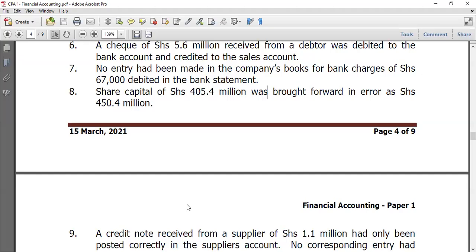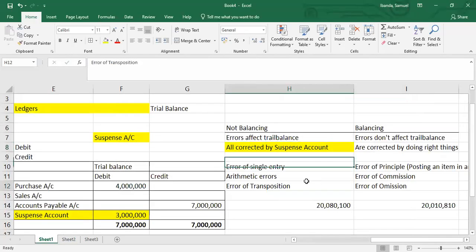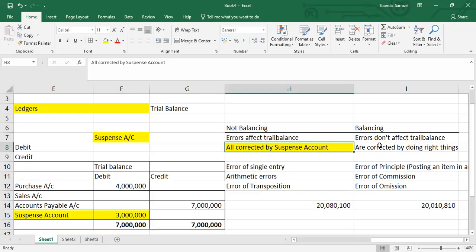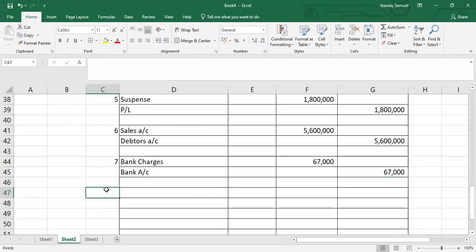In the same way, errors of omission don't affect your trial balance. Remember what we said? An error of omission does not affect the trial balance, and it's not corrected by a suspense account. So I don't expect to see somebody mentioning a suspense account at that level. So that should come in much easier.